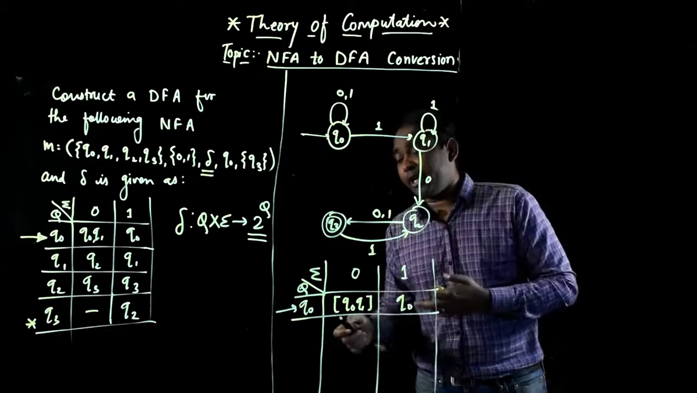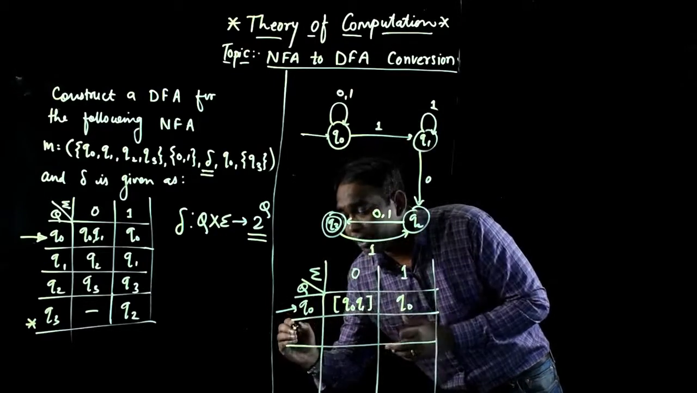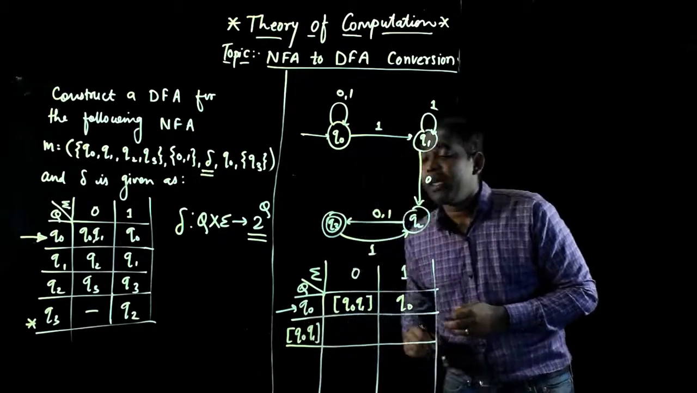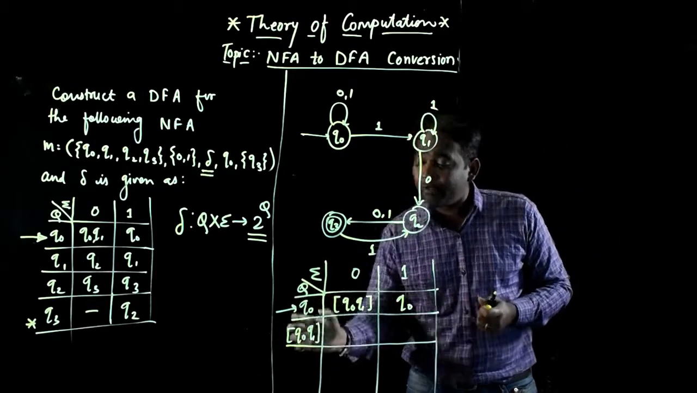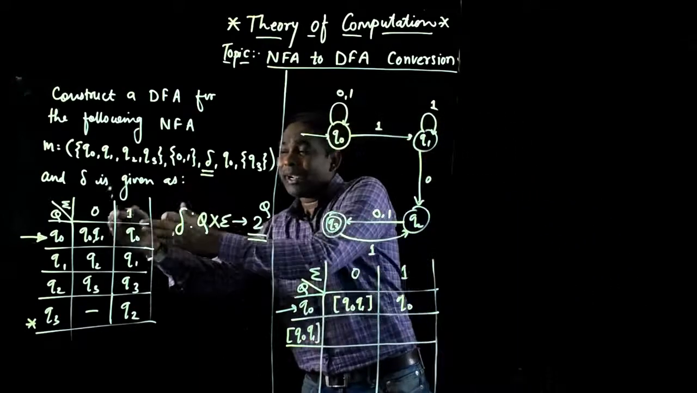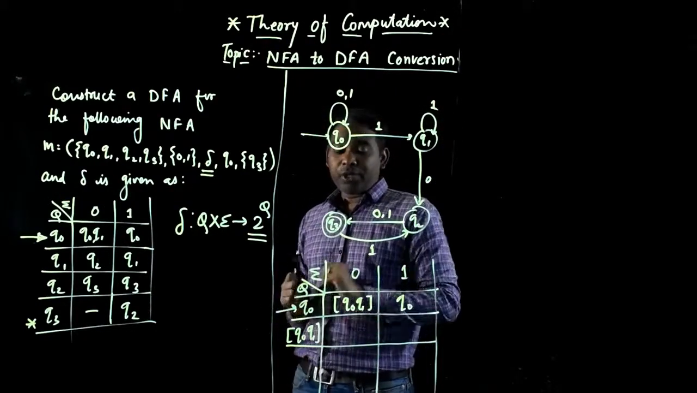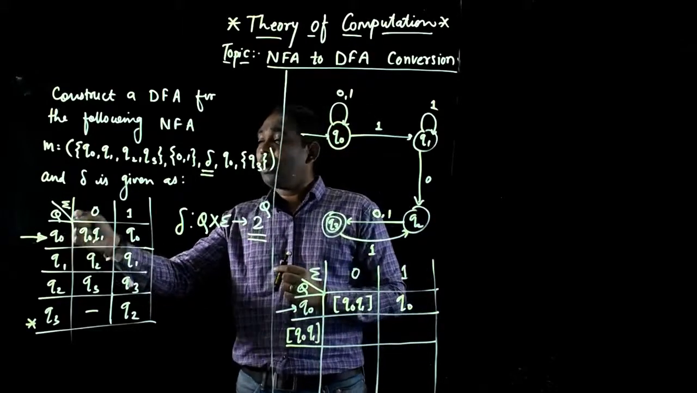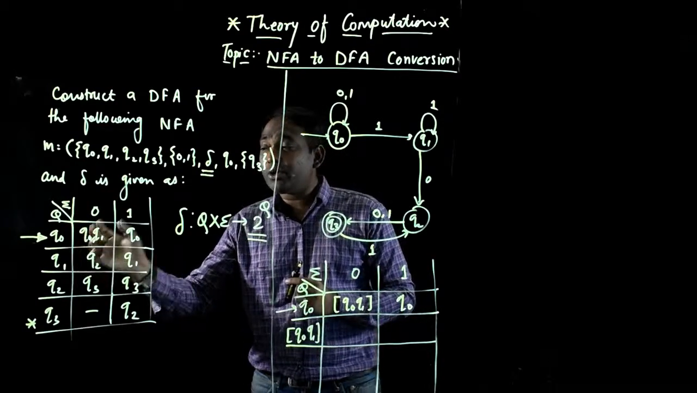For this new state, we find the transition on 0 and on 1, on all the inputs. So Q0 and Q1 is a new state, and I need to find what the transition on 0 will be from it. We go to the transition table of the NFA. On Q0, on 0, where does it go? On Q0, on 0 it goes to the state Q0, Q1.